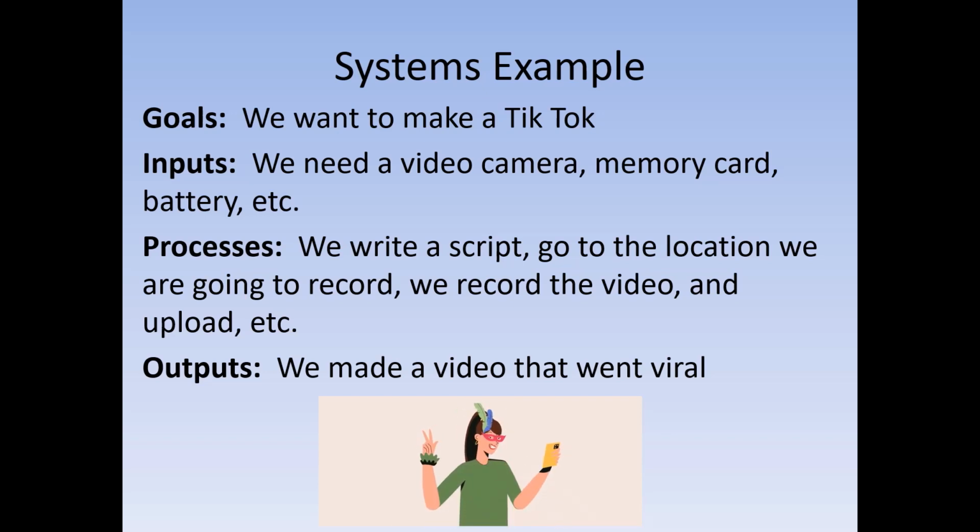So the inputs of that particular system would be, we need a camera, we need a person or people, right? We need memory cards, we need batteries, we need life, we need these things to be able to create this, right? And then the processes would be, we write the script, we go to the location that we're going to record, and then we upload it. And then the outputs are, we made a lit video on TikTok that went viral. Okay?